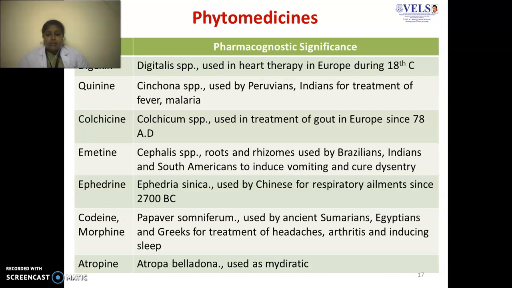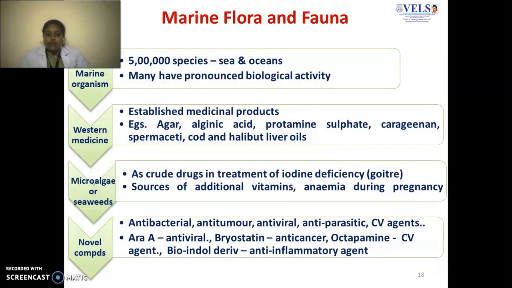Similarly, there are a number of drugs as listed in the table, like emetine, ephedrine, codeine, morphine, atropine, which have a significant role and have been used as potent pharmacognostical aids in the treatment of certain diseases. The marine flora and fauna, this is also an important field where pharmacognosy has rooted its significance.